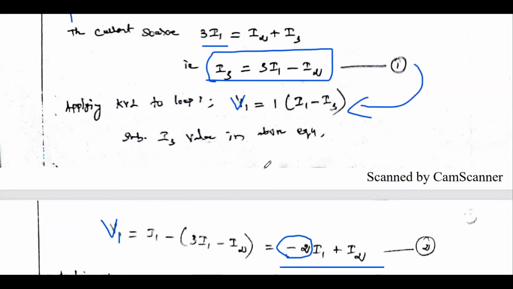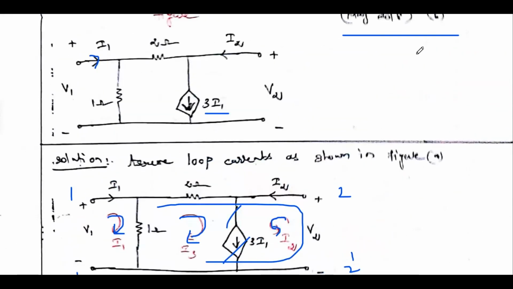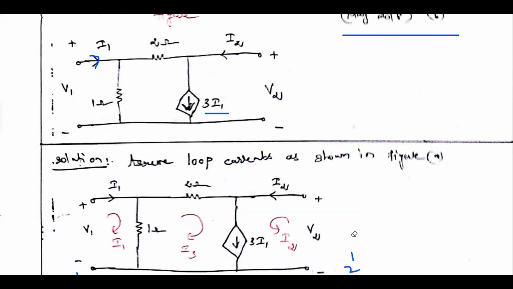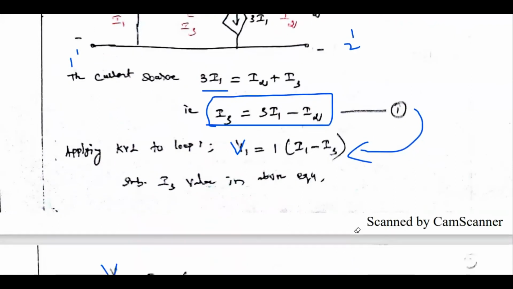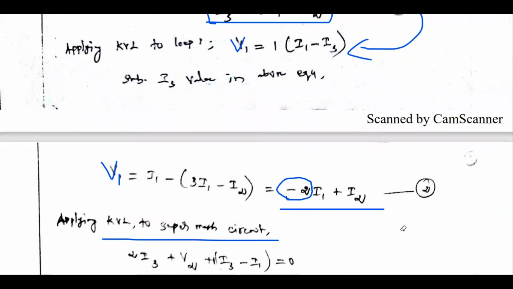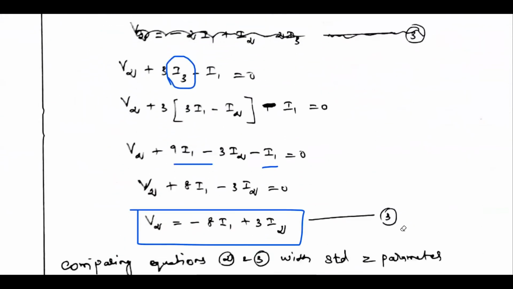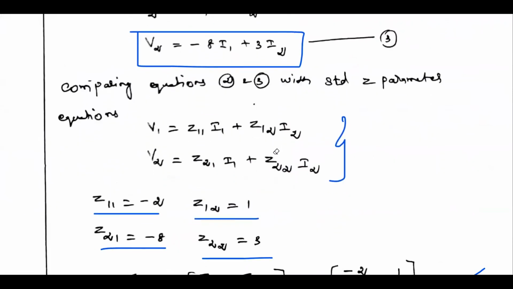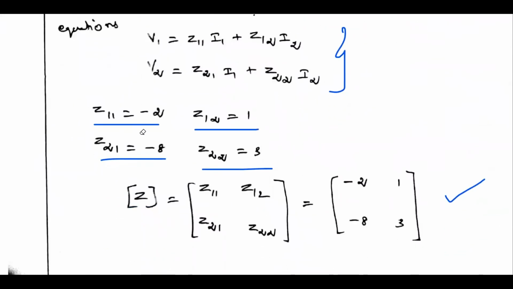Okay, so this is the method: we have to construct two equations in the structure of the Z parameter equations. V1 equals some coefficient into I1 plus some coefficient into I2. Similarly, V2 equals some coefficient into I1 plus some coefficient into I2. We have to form the two KVL equations in this structure, so that we can calculate Z11, Z12, Z21 and Z22.